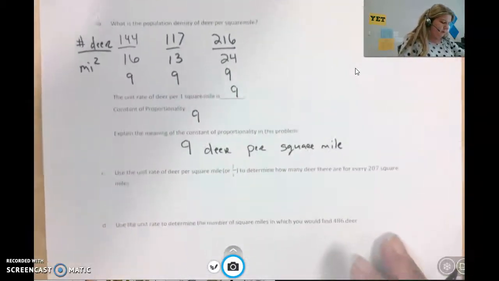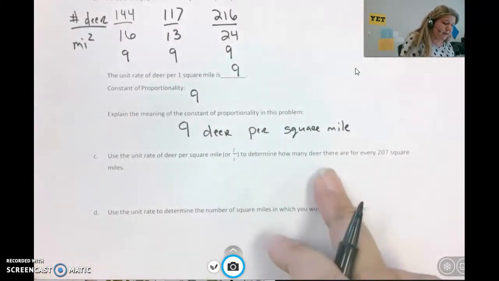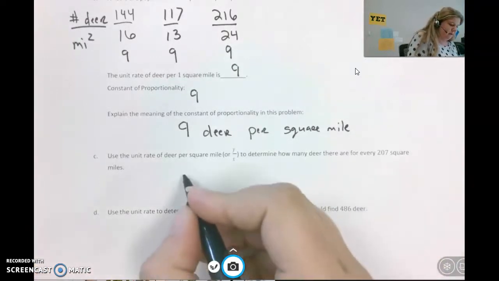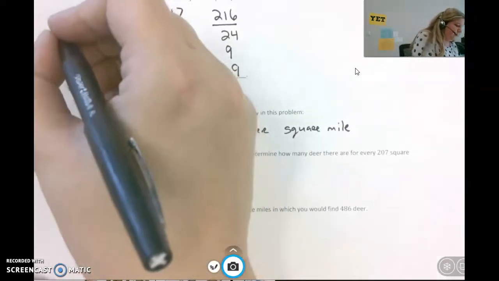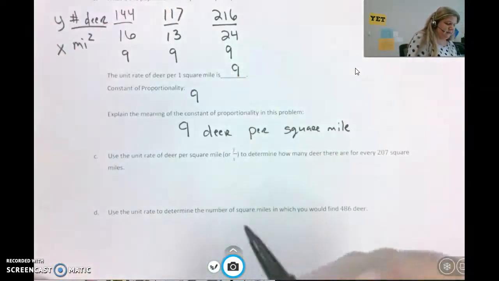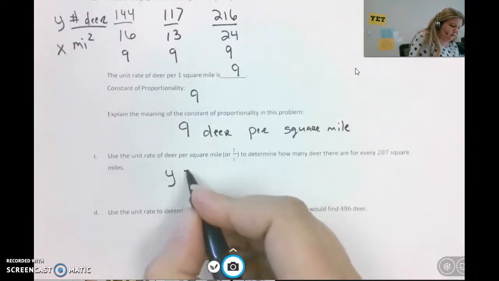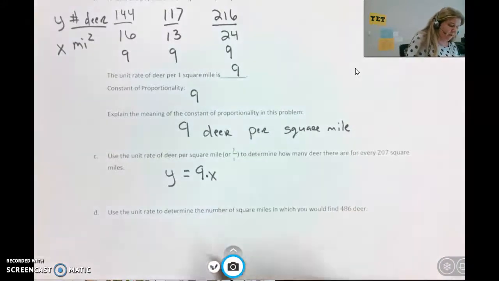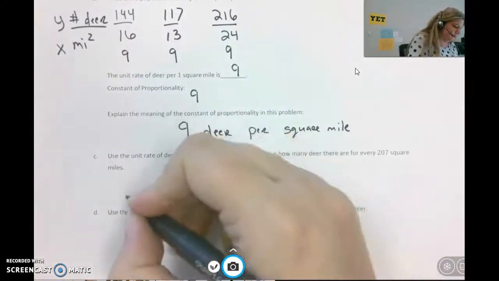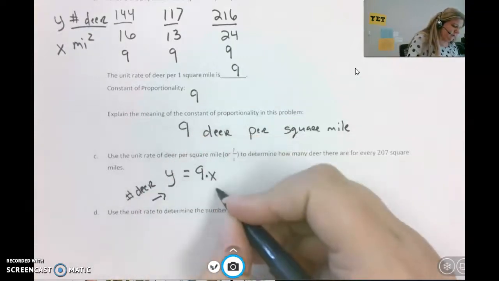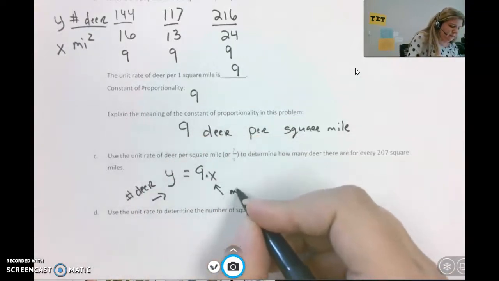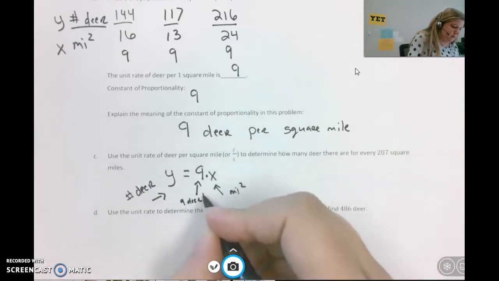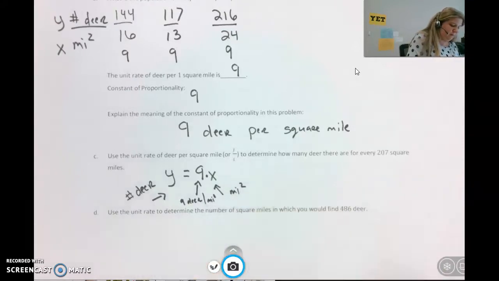Use the unit rate of deer per square mile to determine how many deer there are for every 207 square miles. So, going back up here, we do y divided by x. Okay, so the number of deer equals 9 per square mile. Okay, and I'm going to go ahead and label that. I'd like for you to do the same. The number of deer, and then this is square miles, and this is our 9 deer per square mile.